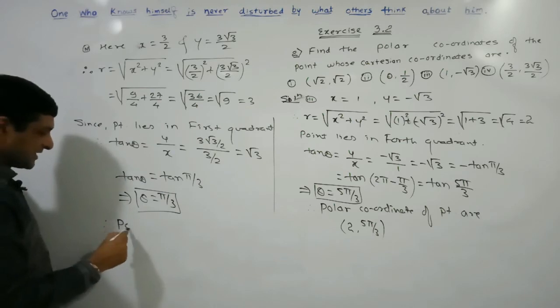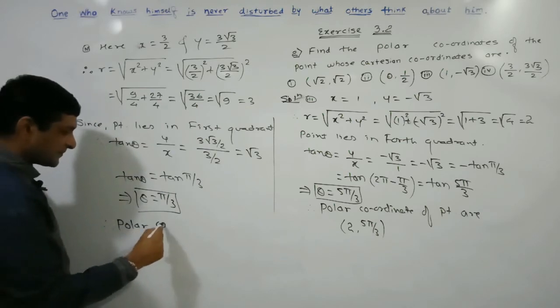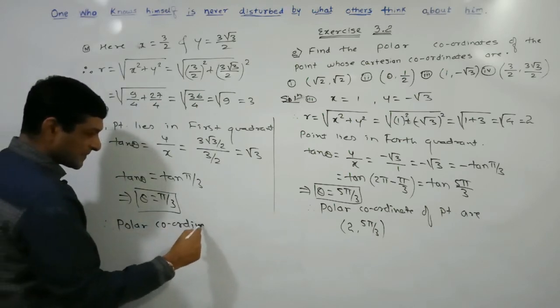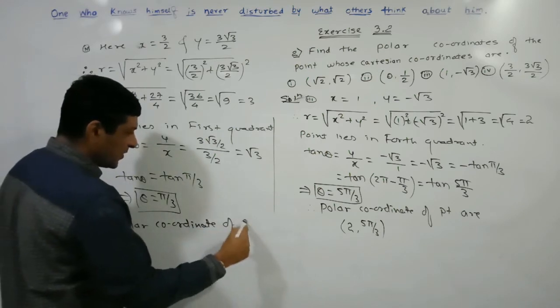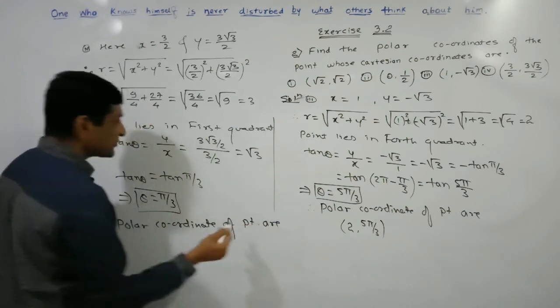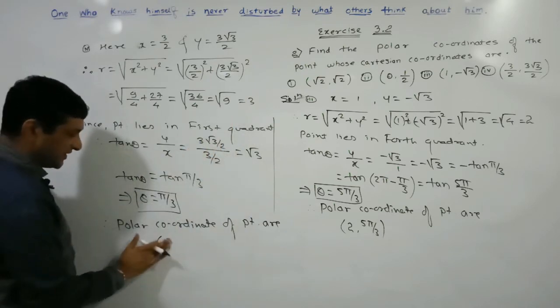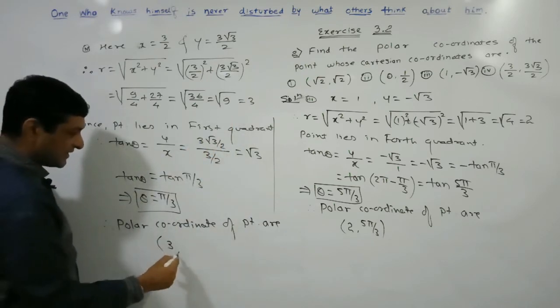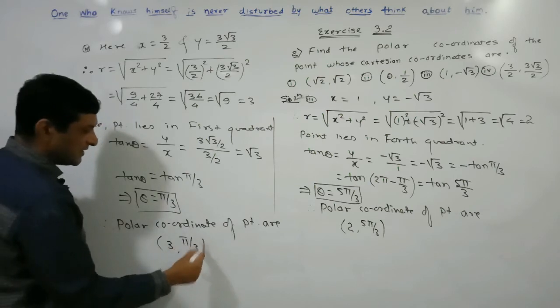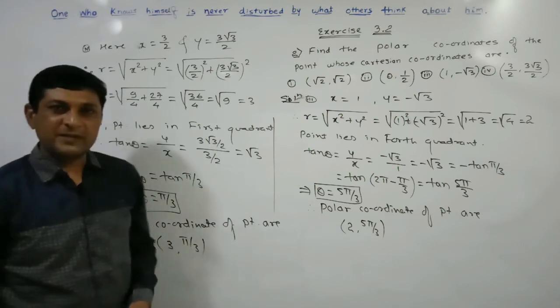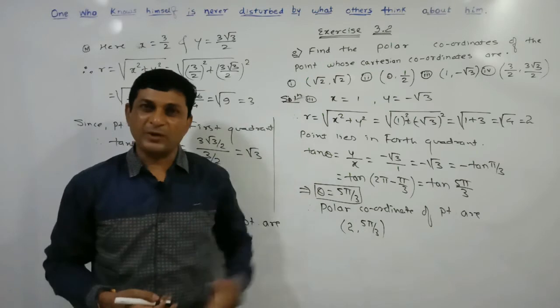So we can say that the polar coordinate of the point: what is the value of r? The value of r is 3 and the value of theta is pi by 3. So in this way we have completed all the 4 examples from question number 2.